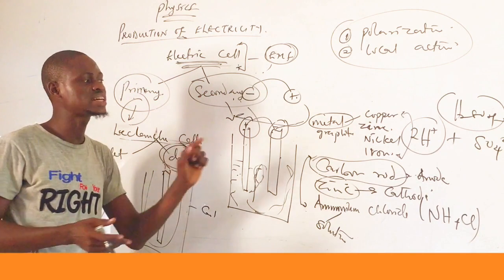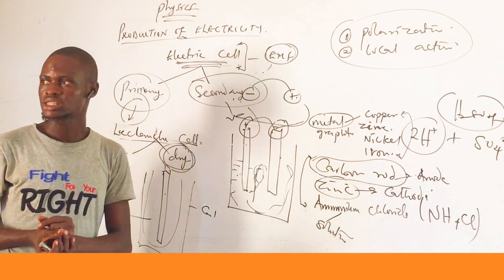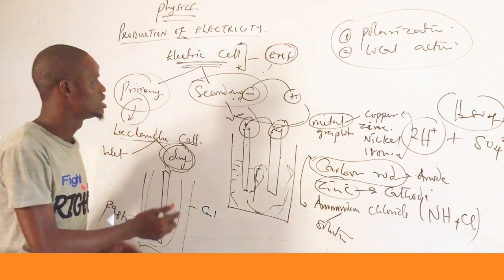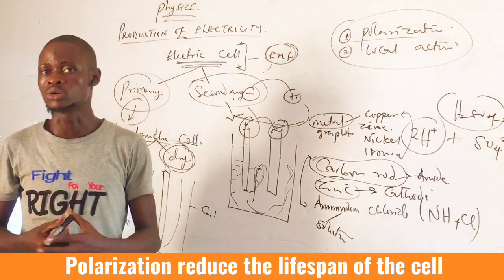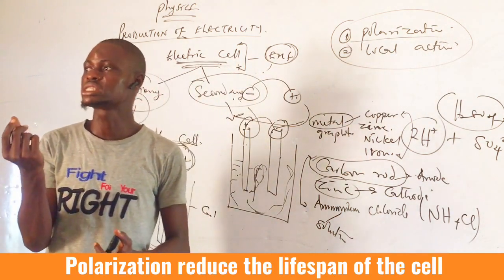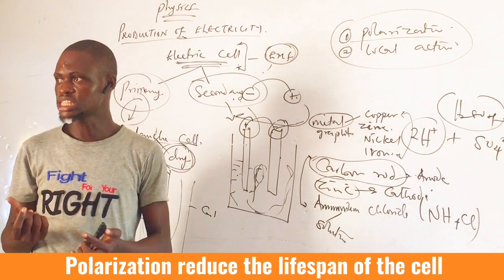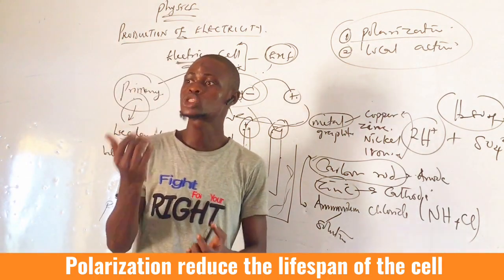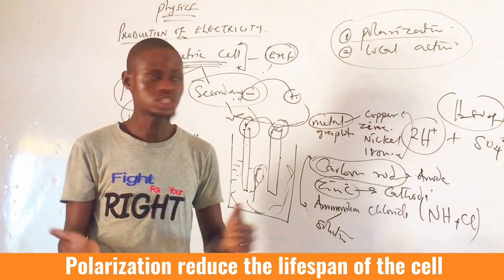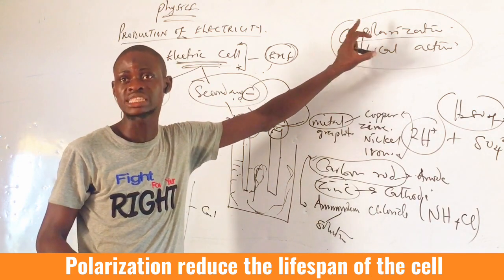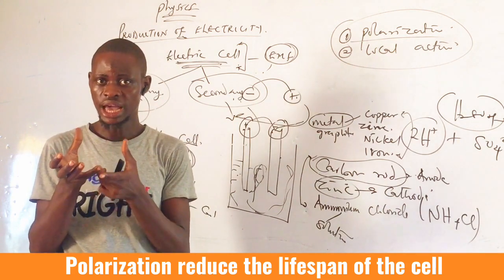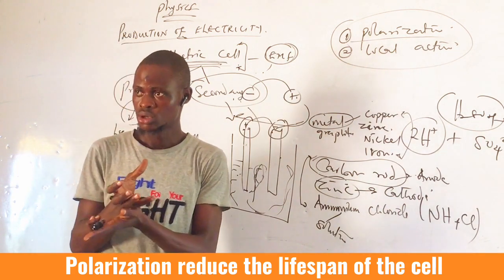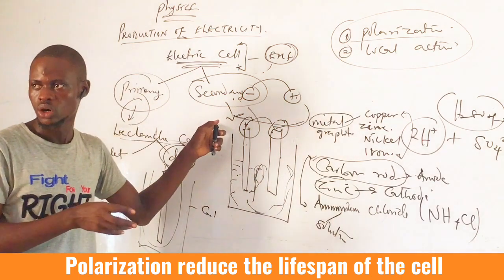Now, the reverse is not the case. Are you getting something now? Now, what causes majorly the effect? And one thing about polarization is that what? It kills the cell. It reduces what? The lifespan of the cell. Are you getting it? After some time, the cell will be slow to produce because of the action of what? Polarization. So when I say polarization, it simply means deposition of hydrogen. Are you getting it? Hydrogen bubbles on the anode of any cell.